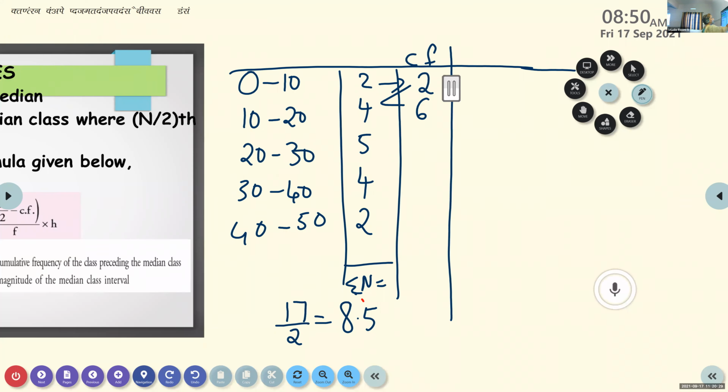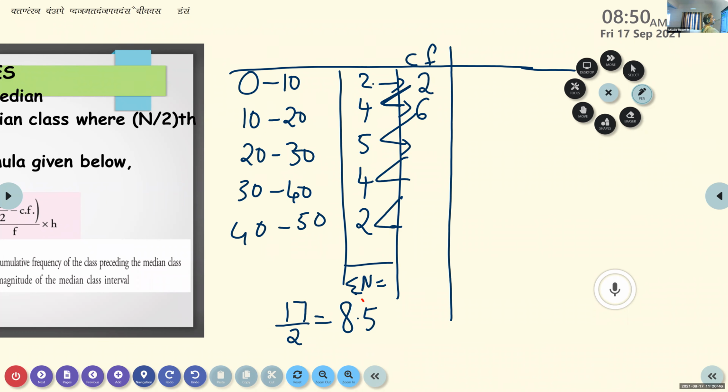CF is like this: when you are finding the CF, the first one will come as the same. Next one, you will add like this. You will add like this. Next, what is the number? You will add like this. Like that, you will be getting.